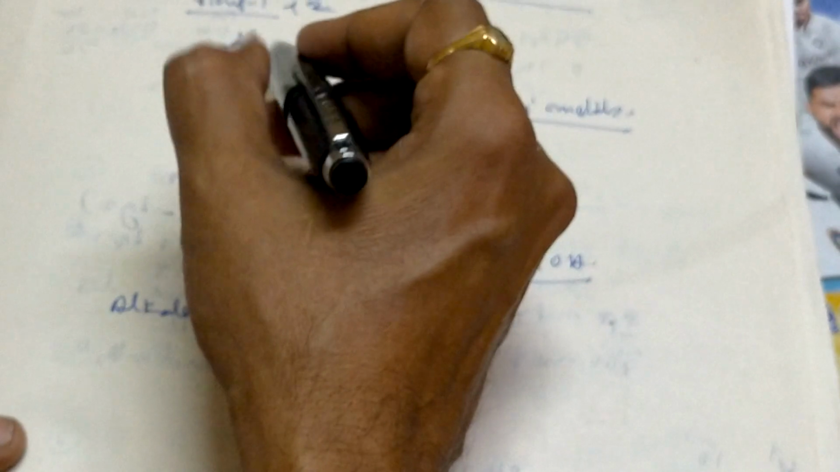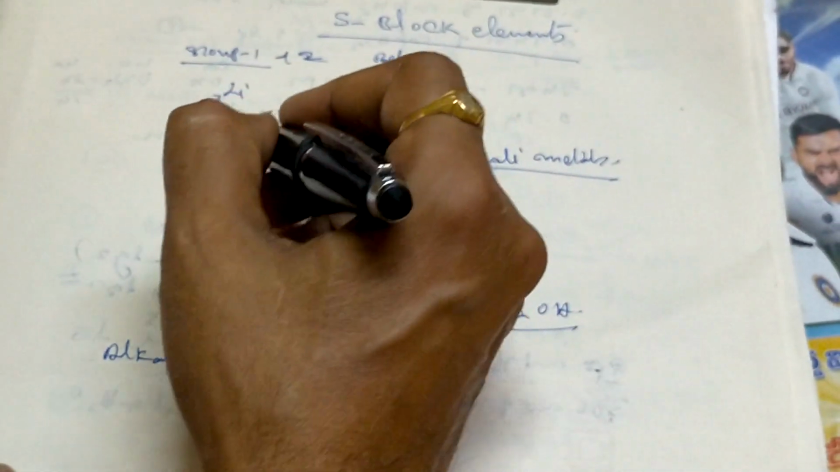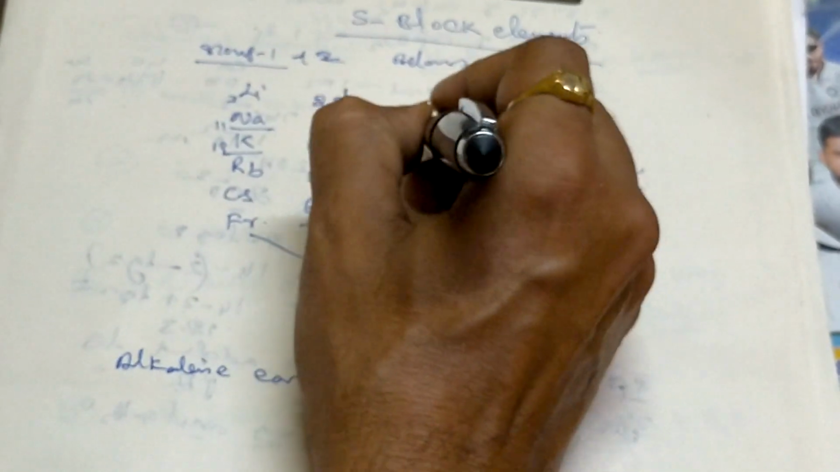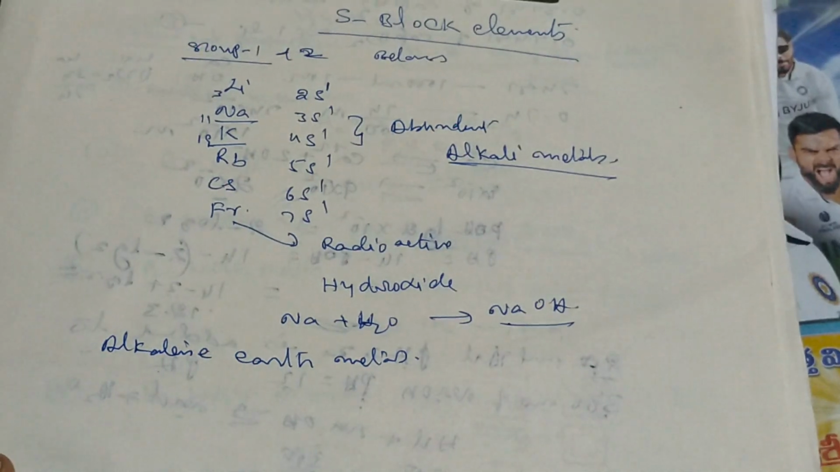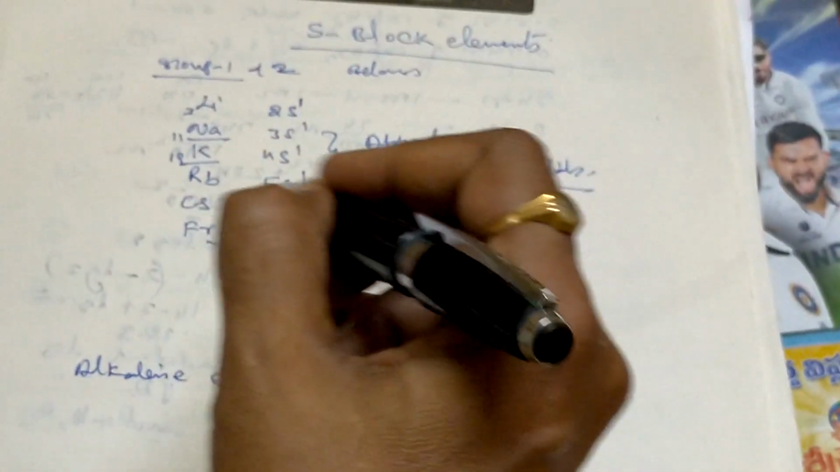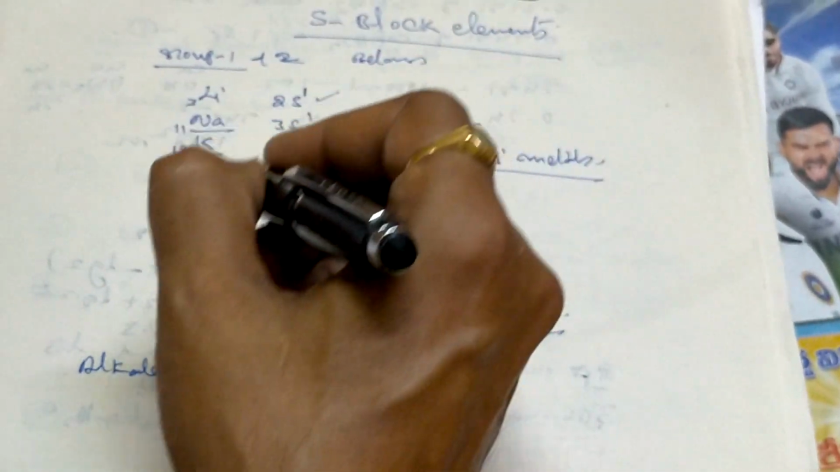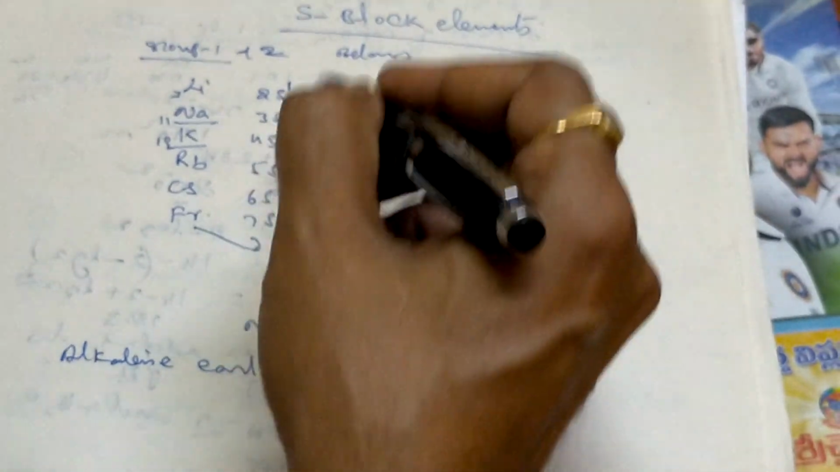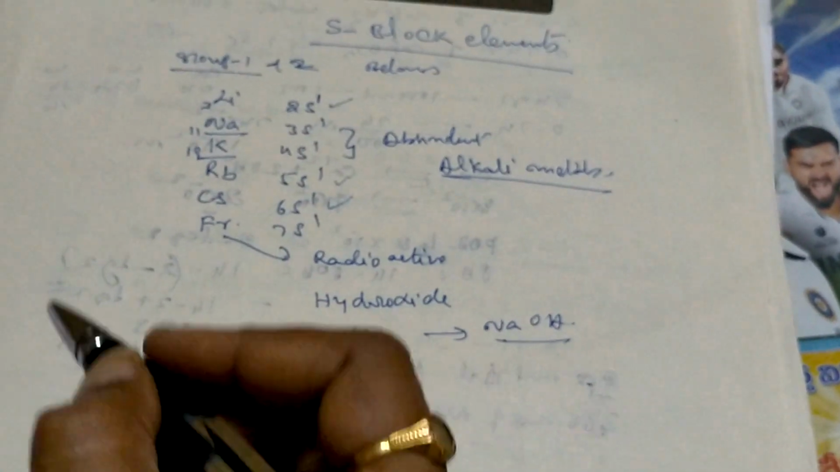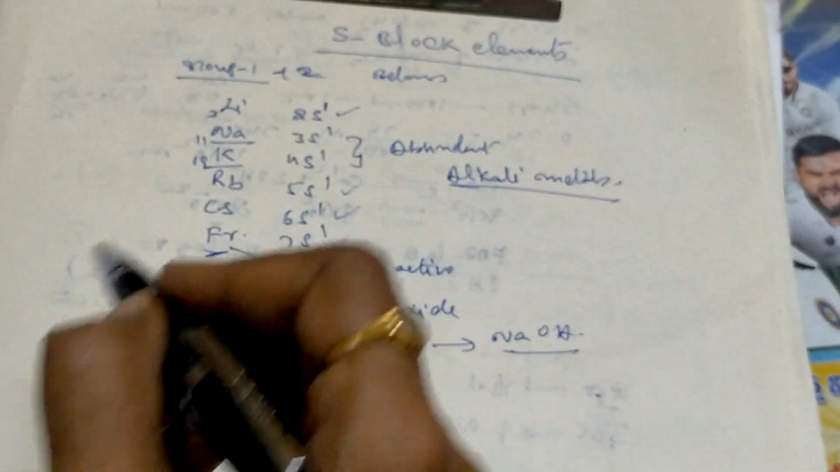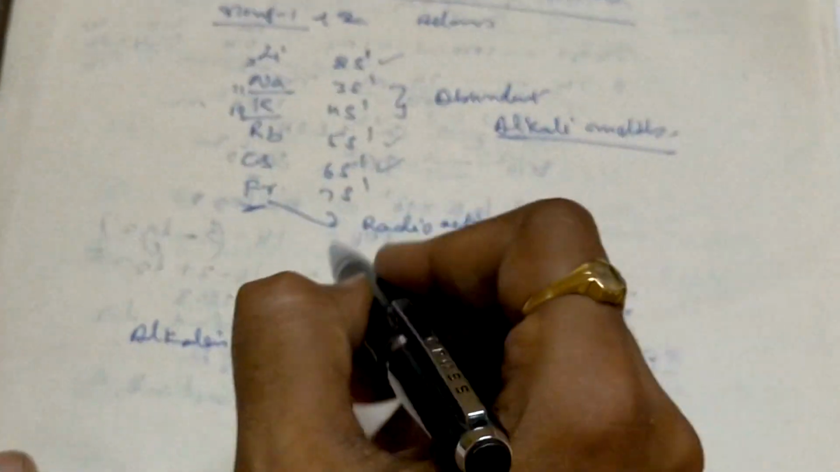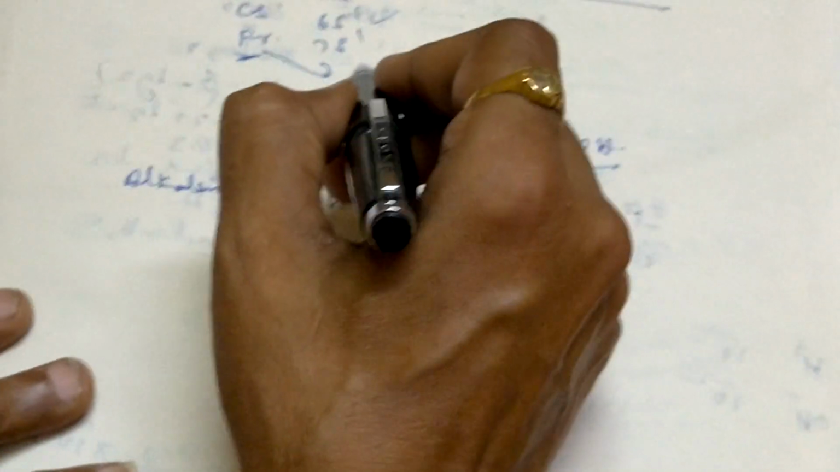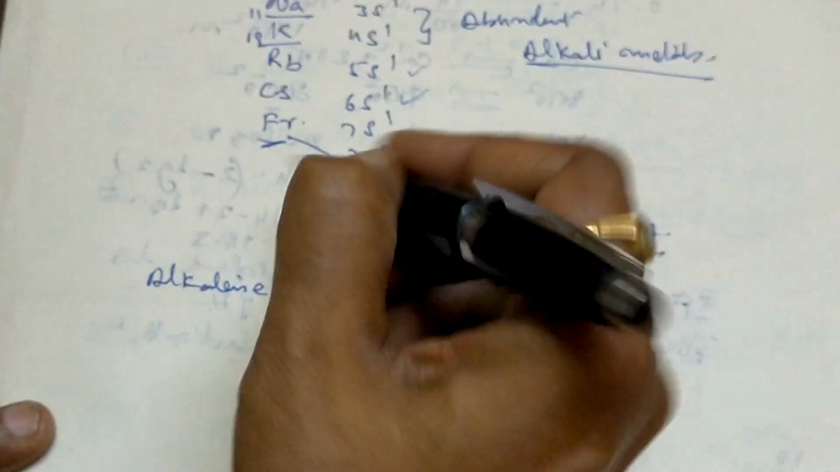Among the first group elements, sodium and potassium are the most abundant, whereas lithium, rubidium and cesium are very much less abundant. Francium is radioactive and very rare. So it is highly radioactive, and we will not discuss it separately.